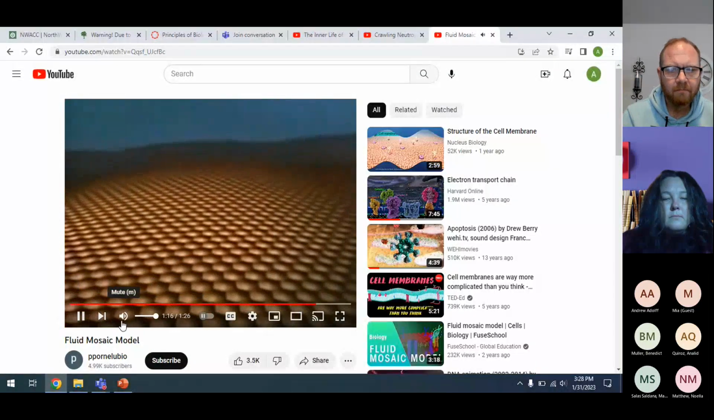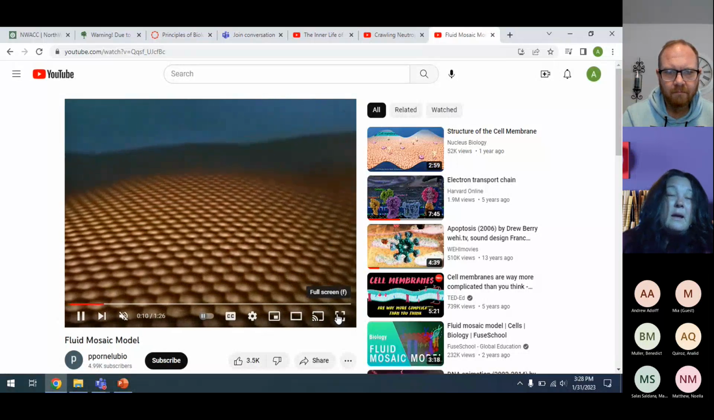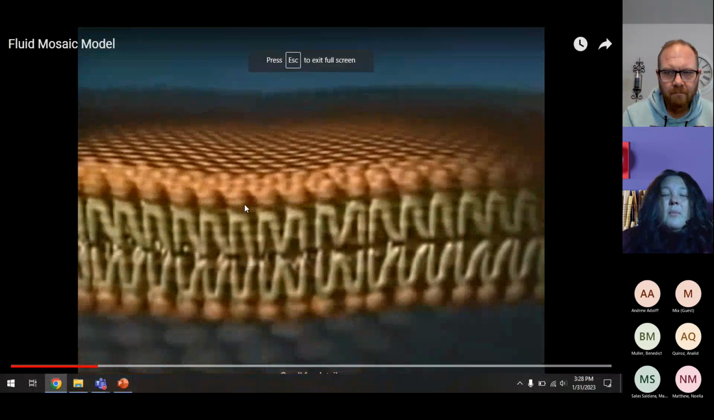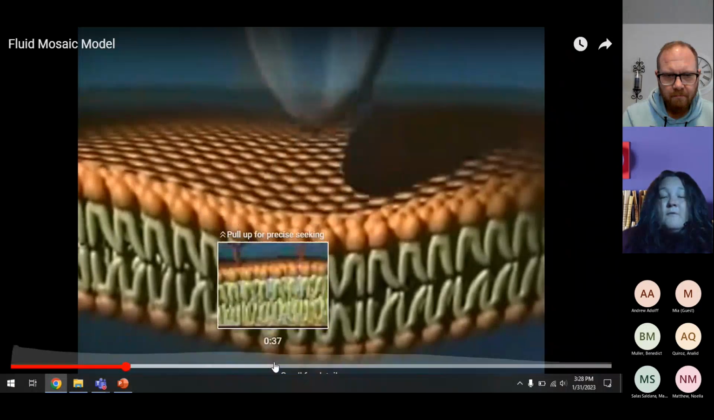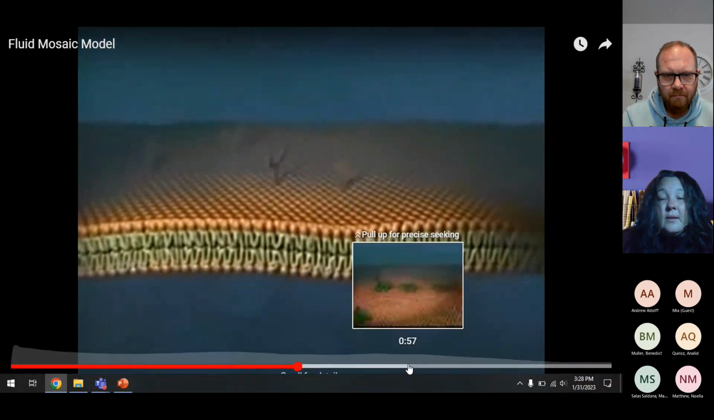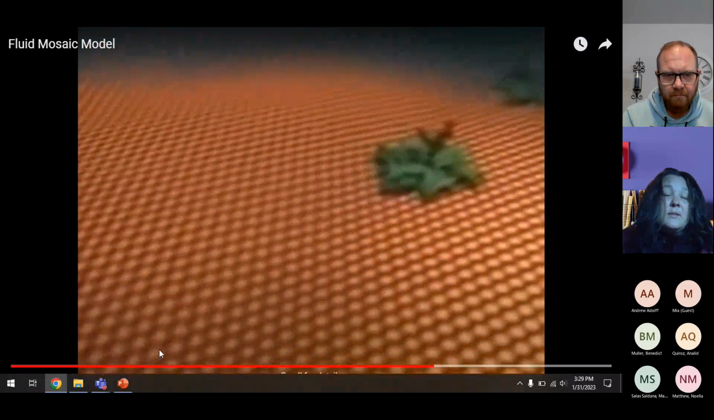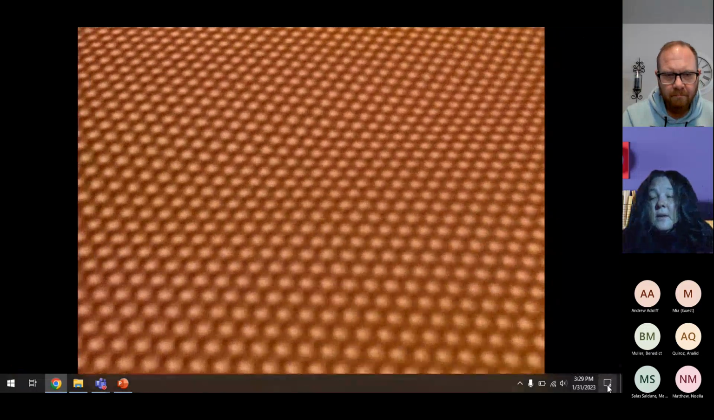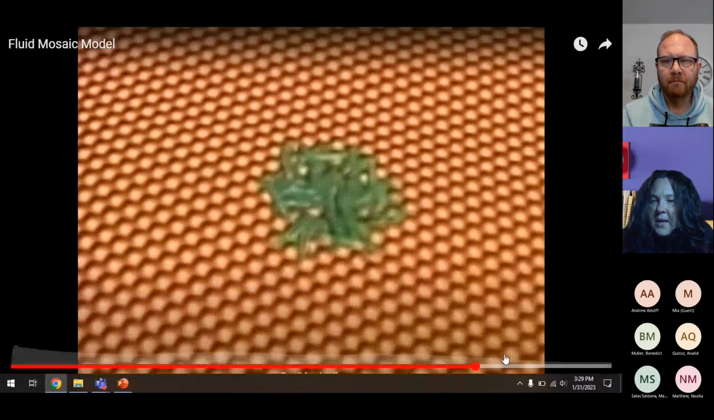The survival of all life depends on the fluid mosaic model. Actually, it does. But what I want you to notice is that this phospholipid bilayer is moving fluidly. Nothing is stable. And it is a mosaic of different kinds of molecules. We've got proteins, carbohydrates, phospholipids, lipids, other kinds of lipids.